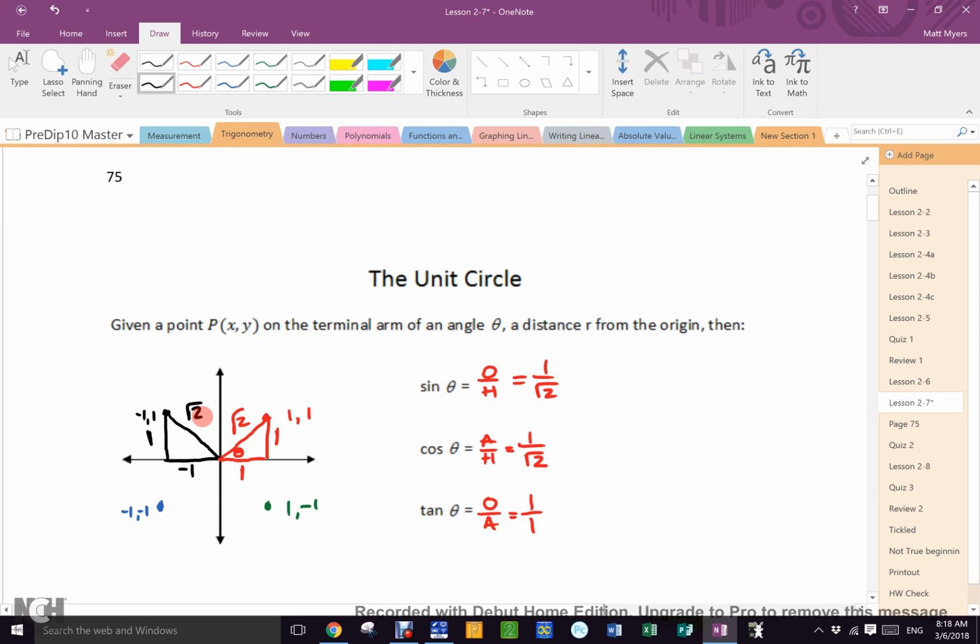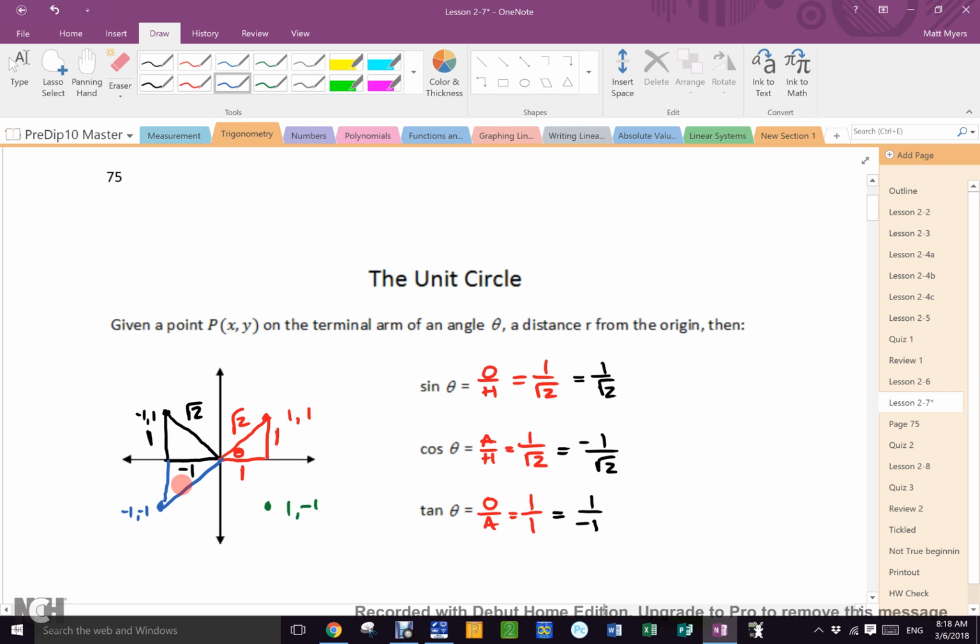So what is the black sine? 1 over root 2. What is the black cosine? -1 over root 2. What is the black tangent? 1 over -1. Now you should be starting to see a bit of a pattern.